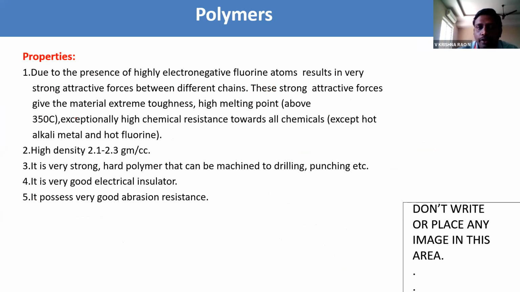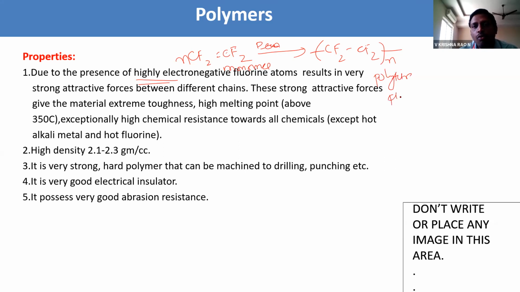Polytetrafluoroethylene. Coming to the properties of this polymer. Here CF2 double bond CF2 is the monomer. The monomer in presence of benzyl peroxide as a catalyst gives CF2 single bond CF2, and this n indicates the polymer. The monomer is tetrafluoroethylene. In the presence of benzyl peroxide as a catalyst it gives the polymer, that is Teflon, polytetrafluoroethylene.